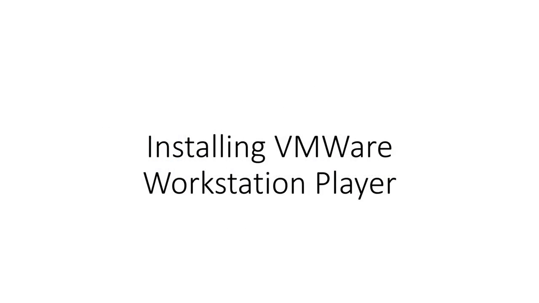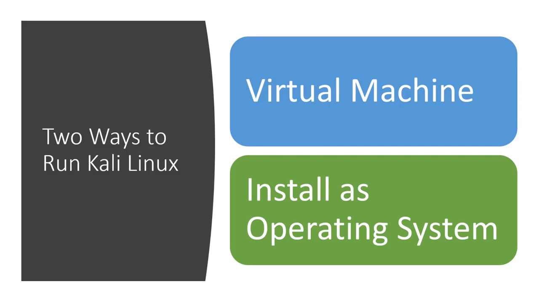All right, the first thing that we're going to need to do is install software called VMware Workstation Player. Now we have two ways to run Kali Linux. We can either run Kali Linux through a virtual machine, or we can install it as an operating system on a hard drive. For this course and this lesson, we're going to be using a virtual machine, and preferably VMware Workstation Player. I'm going to show you how to install VMware Workstation Player, and I'll show you some of the alternatives to it as well. So let's go ahead and dive right in.